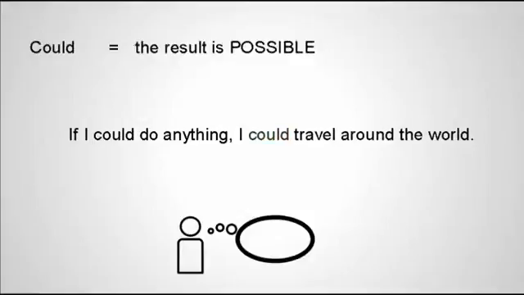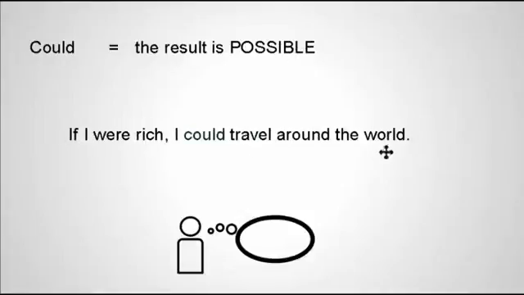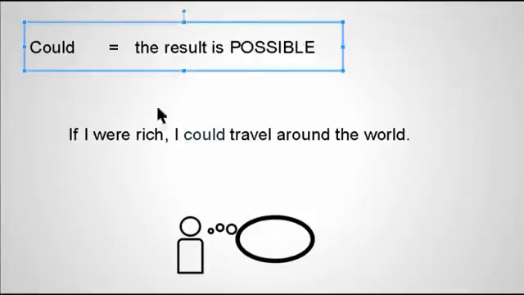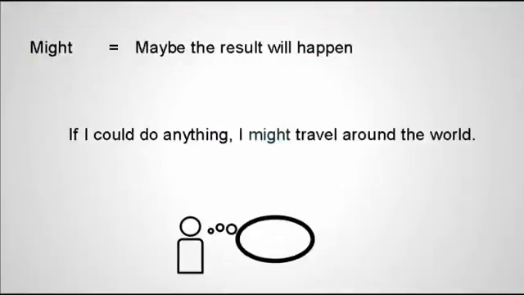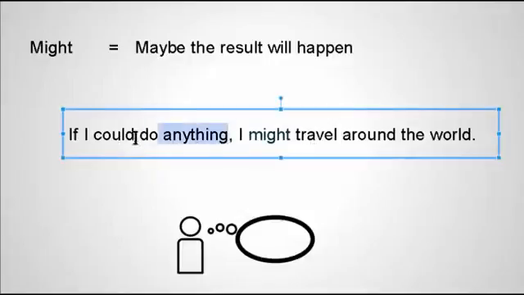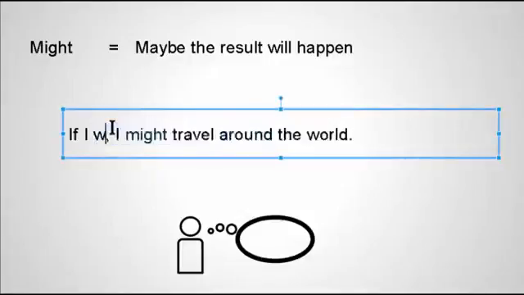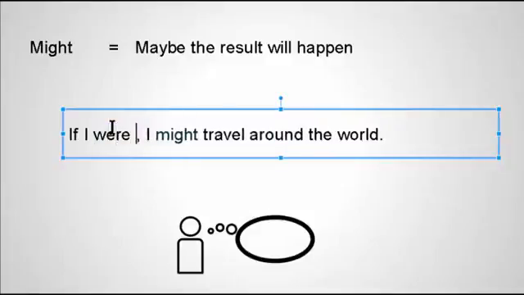When we use the next one, could, that means the result is possible. So if I were rich, I could travel around the world. That's possible. That means traveling is a possibility. It's one possible option. So the result is a possible option or result. And the last one is might. If I could do anything, I might travel around the world. If I were rich, I might travel around the world. So if you use that, then you're saying it may happen.